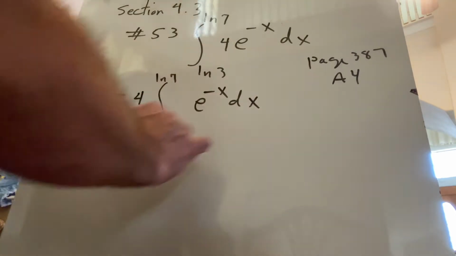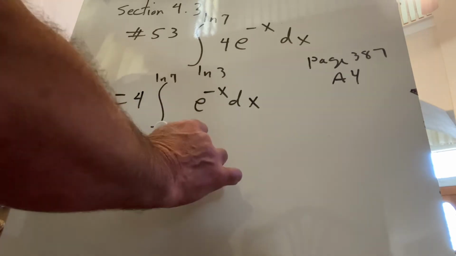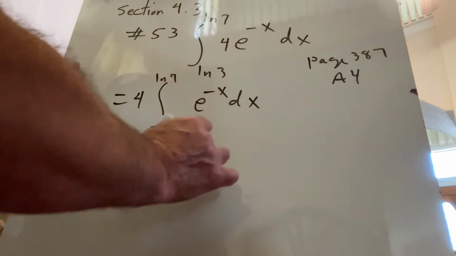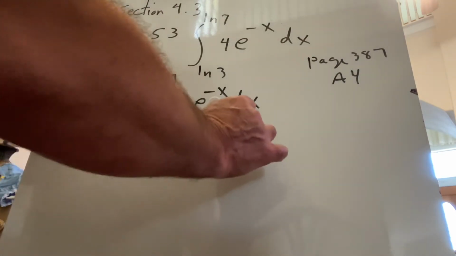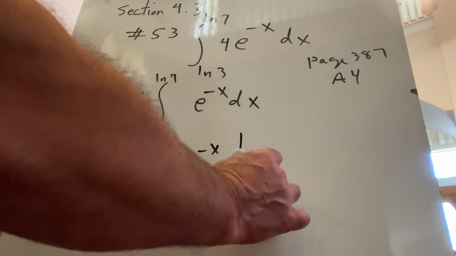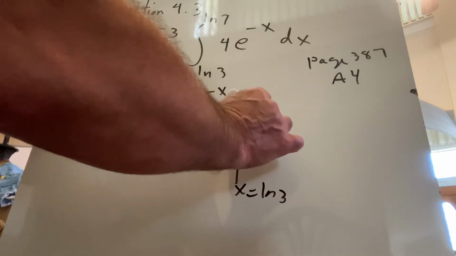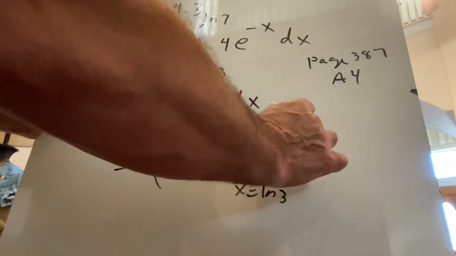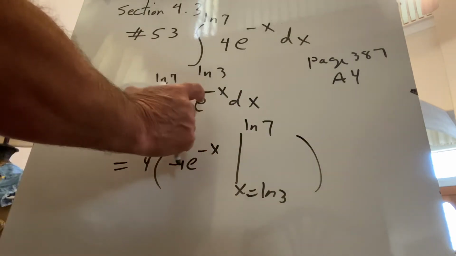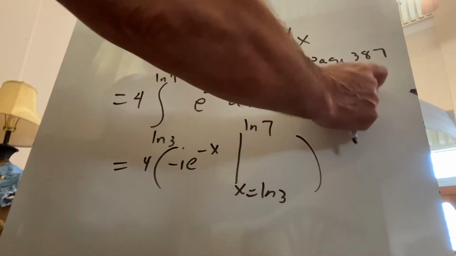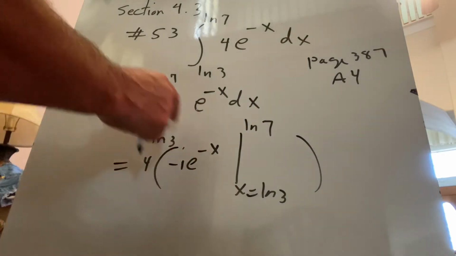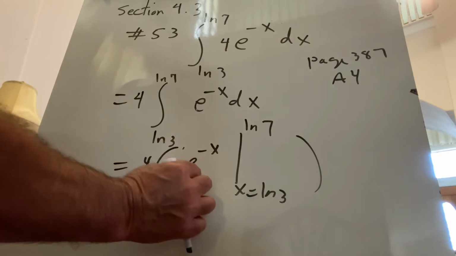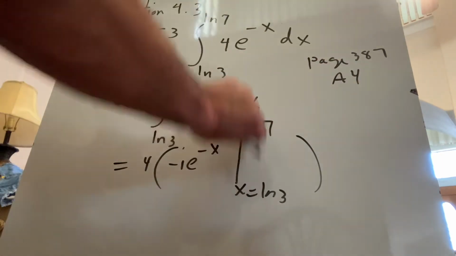So it'll just be 4 times negative 1 e to the negative x, and then evaluated from x equals natural log of 3 to natural log of 7. Don't forget we still have the 4 outside of the whole thing. So from here to here, we use that property on page 387. And then, in section 4.3, this is what they call the fundamental theorem of calculus. Once you have your antiderivative, you're going to evaluate it, okay?